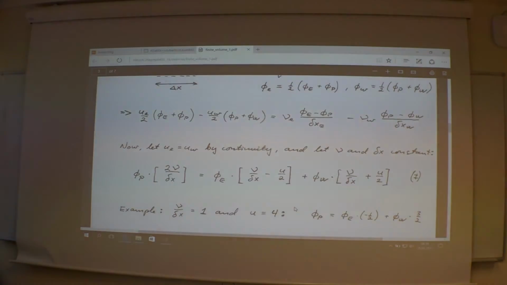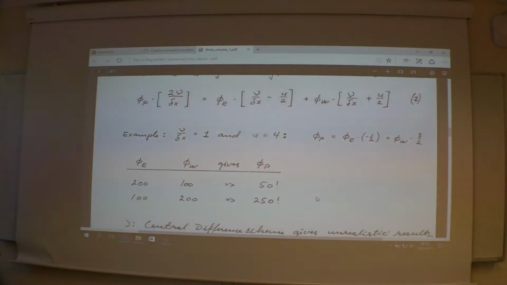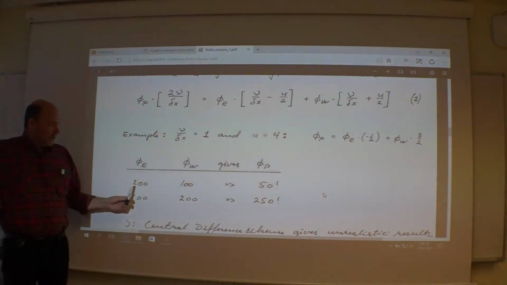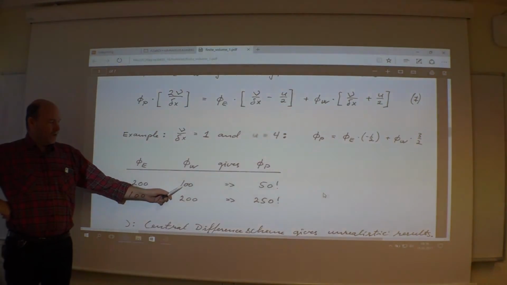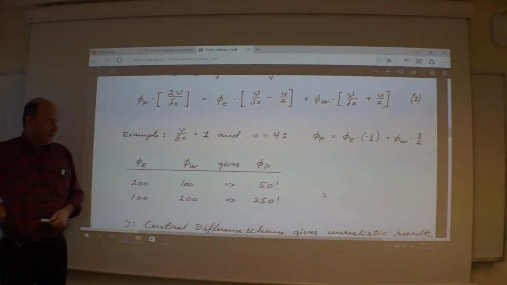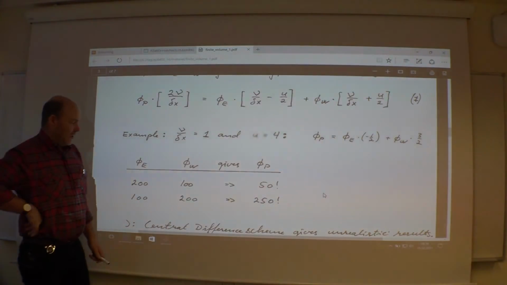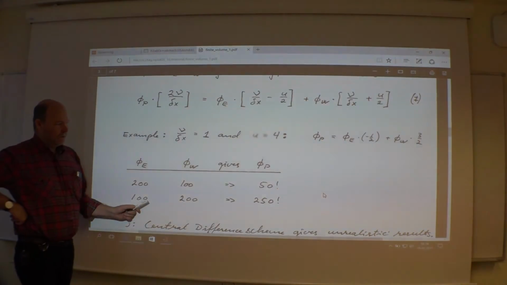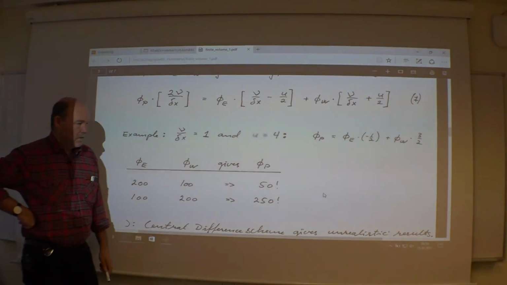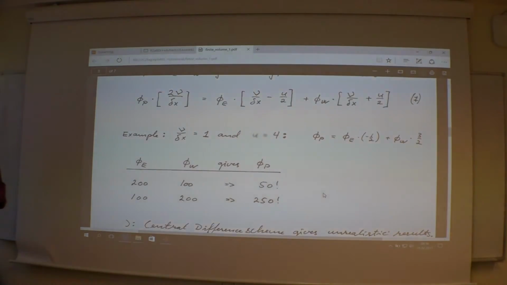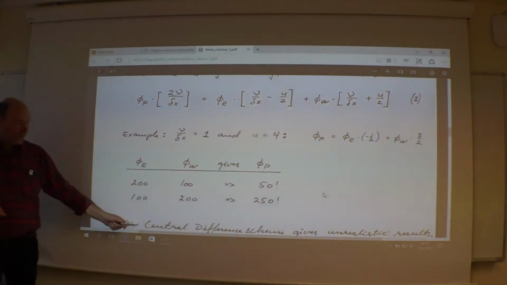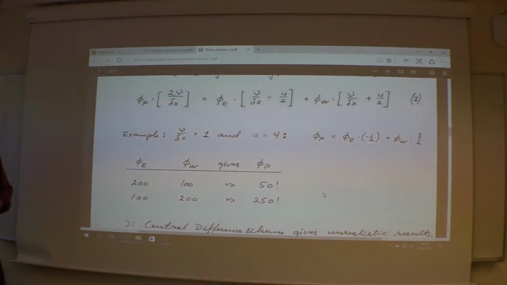Setting in numbers, and then you get something totally crazy. You set up 200 and 100 for the east and west point, and then you should have a solution in between here, but you get something way off. And if you flip the values, you again get something way off. So the conclusion here is that the central difference scheme doesn't work. It gives unrealistic results.